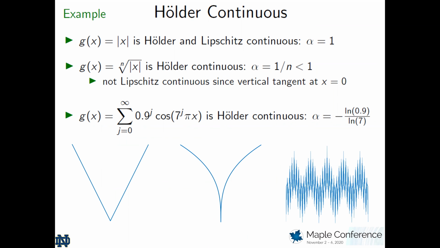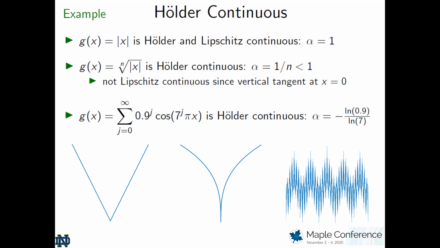So for example, the absolute value function is both Holder continuous and Lipschitz continuous because the exponent is 1. It has a bounded derivative, 1 and minus 1, everywhere except at the origin where the derivative is not defined. The root function is also Holder continuous. If n is bigger than 1, then 1 over n is strictly less than 1, so it's not Lipschitz continuous. In particular, we can see it's not Lipschitz continuous because its derivative is unbounded, as it has a vertical tangent at the origin.